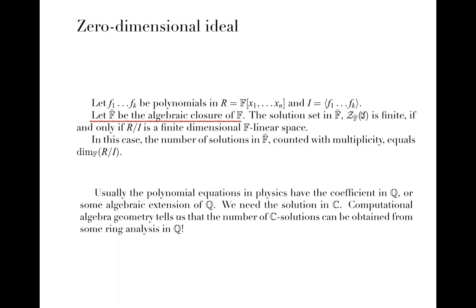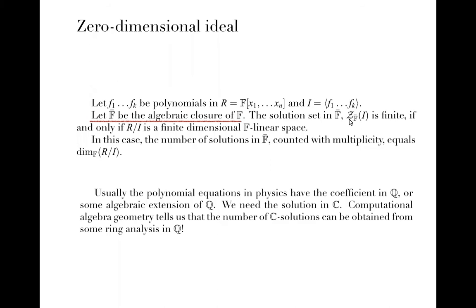So the first fact is, if you go to this algebraic closure and solve this system completely, you find that the solution set is still finite. This happens if and only if the quotient ring R divided by the ideal I is a finite dimensional F linear space. You see, this is a very non-trivial result.